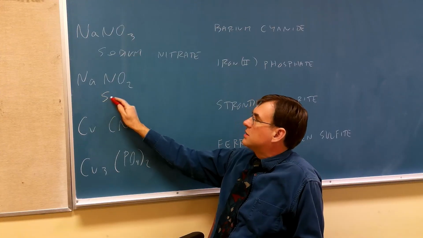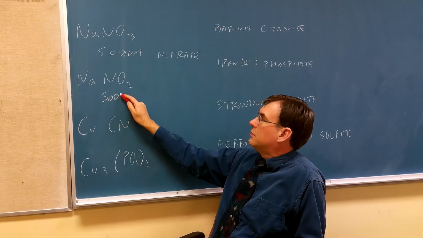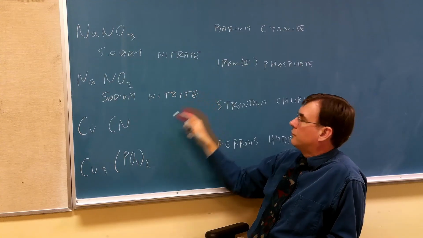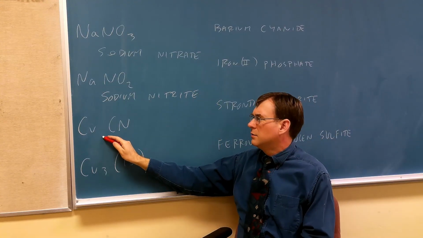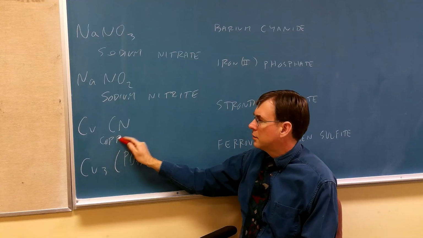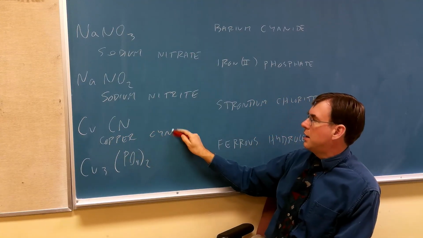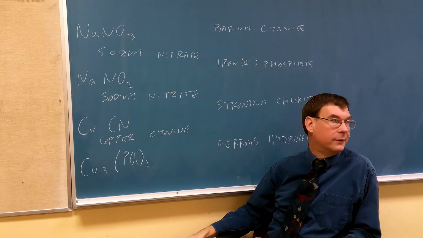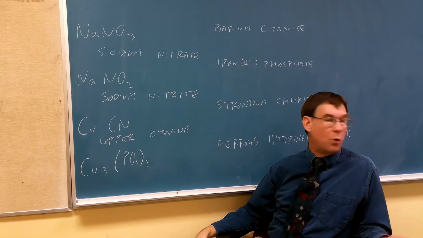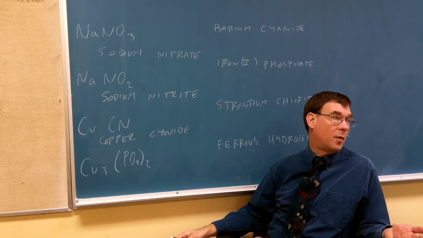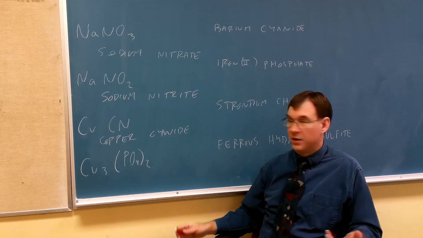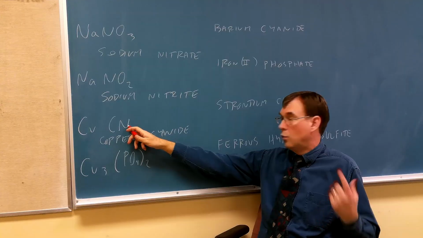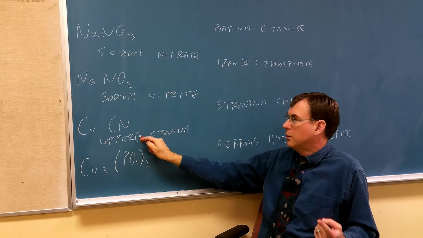Nothing changed in the last 30 seconds, so this is still the same thing, but sodium. But this is nitrite. This one is copper. And this is cyanide. And why would I mark that wrong? Because you have to put which copper it is. So how do you know which copper it is? By the charges. What's cyanide's charge? -1, so this must be copper 1.